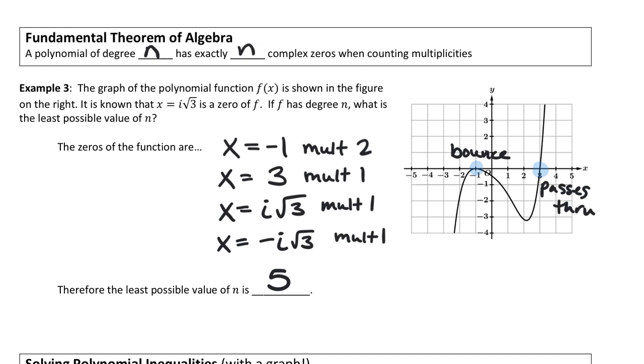Does that make sense? This is a moment where students make a mistake. We accidentally forget this one, so don't forget your complex conjugate. We also forget that a bounce is happening here, so that's going to be some sort of even multiplicity. We assume 2 in this kind of question.